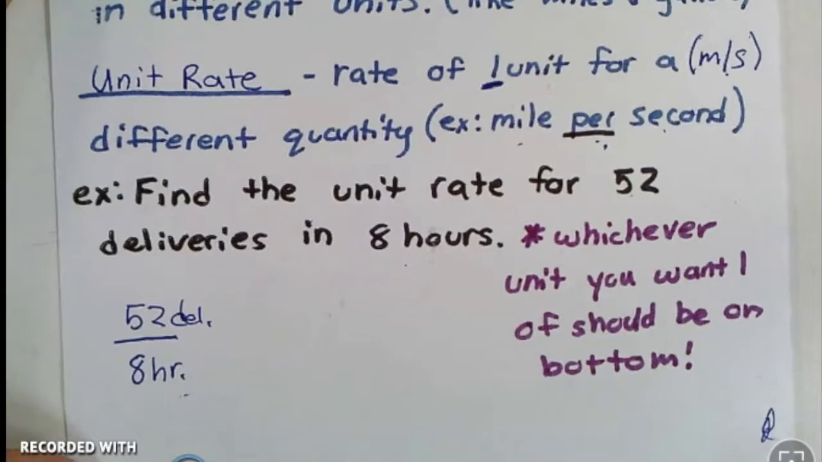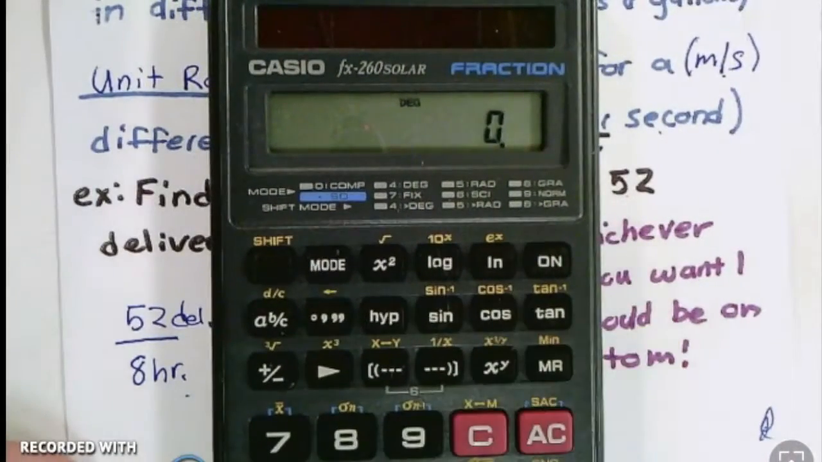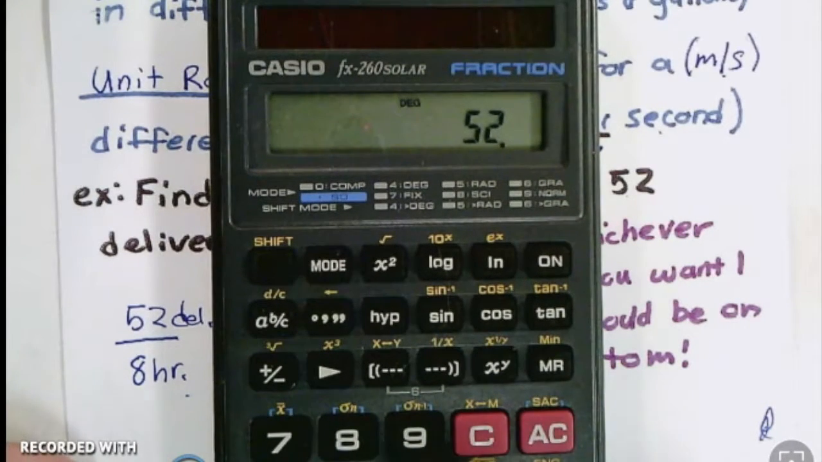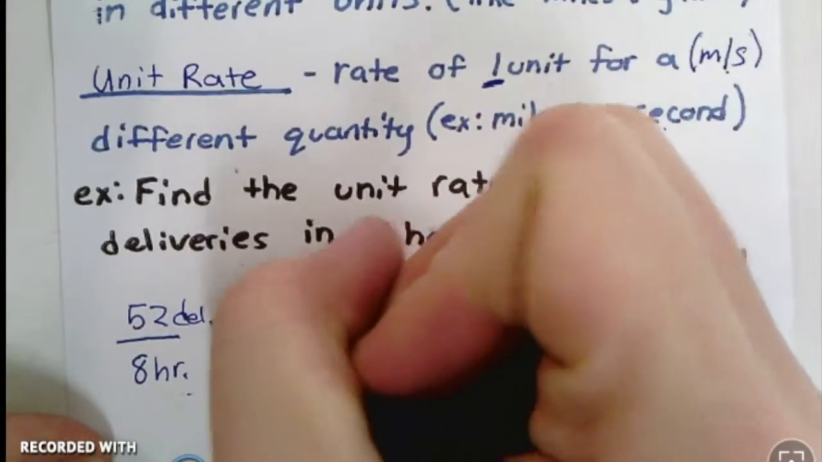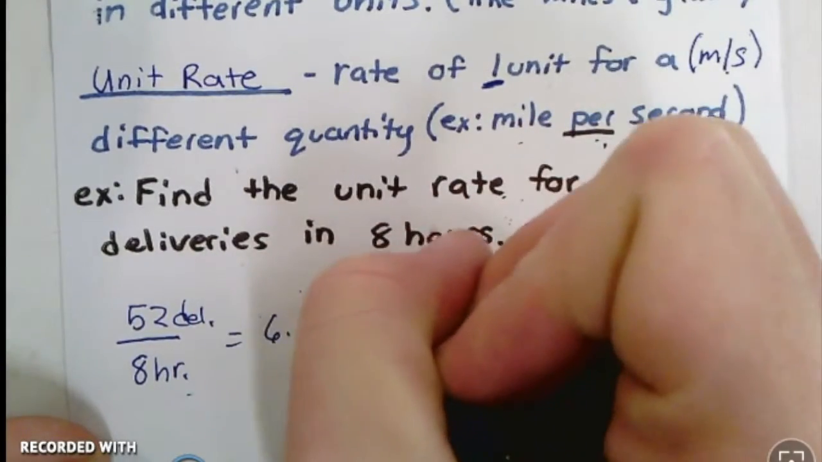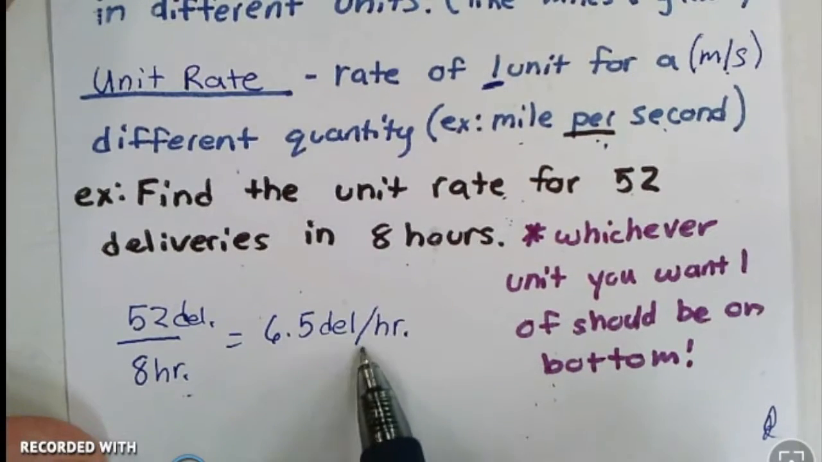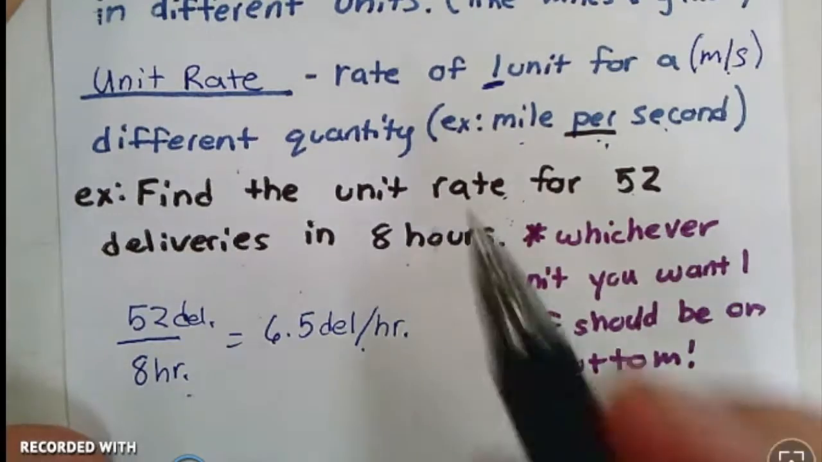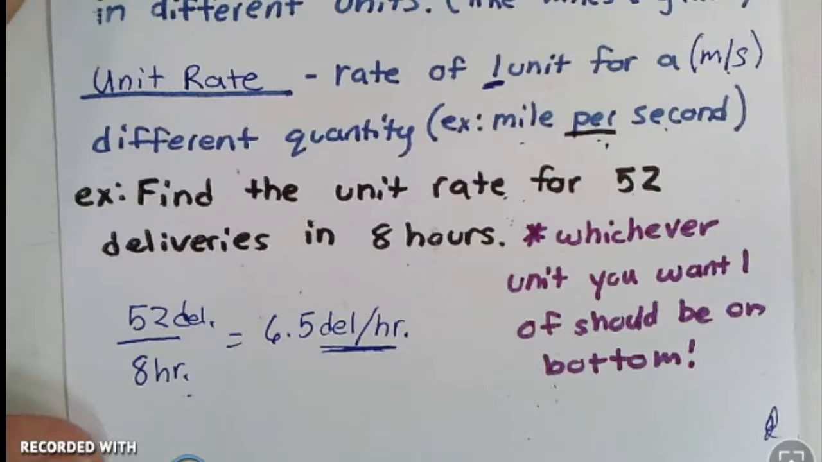So now I have my 52 deliveries to 8 hours, and I'm going to divide them to figure out what it is for 1. So 52 divided by 8 equals 6.5. So my answer is 6.5 deliveries per hour. And it is very important that I always have my label with these, okay? Unit rates don't really mean much of anything without a label on them.